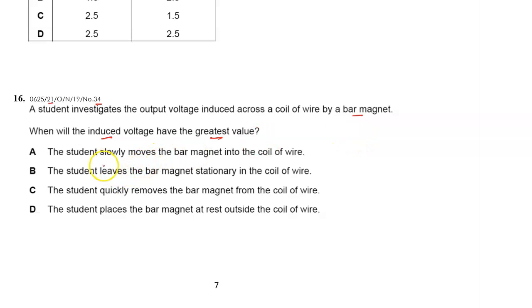And therefore, because you're told the student slowly moves, that will not be a great voltage produced. The student leaves the bar magnet stationary. No voltage is induced unless one of them is moving, either the coil or the magnet. The student quickly removes the bar magnet from the coil. That will be it. Quickly means that a great voltage will be induced. So C is correct. The student places the bar magnet at rest, so no voltage will be induced. So slowly will induce small voltage, but stationary and at rest, no voltage will be induced.